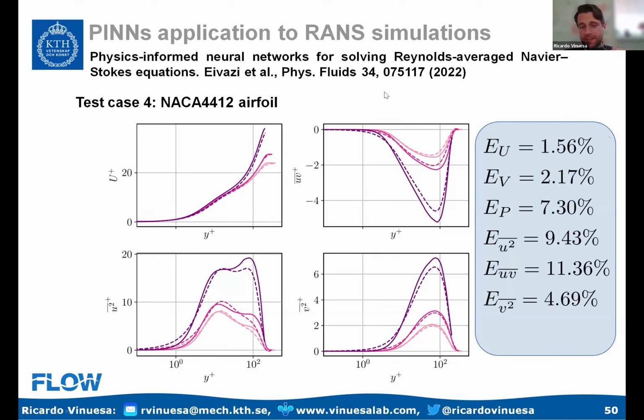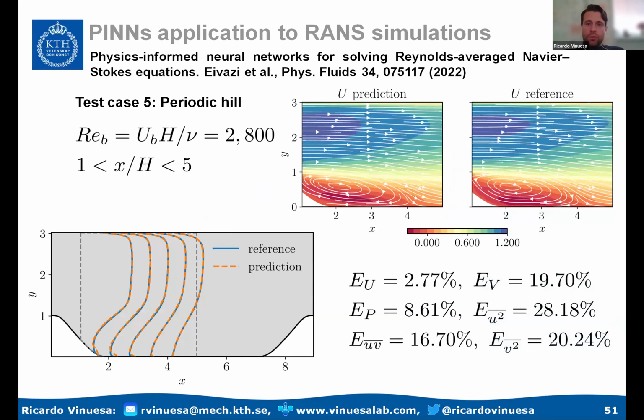The mean is excellent even for cases with very strong adverse pressure gradients and very challenging flow conditions. So again, PINNs can really reproduce with high accuracy the capabilities of a RANS solver, even in very complex configurations. This is also applicable to the case of a periodic hill. The periodic hill is a case that is widely used in modeling.